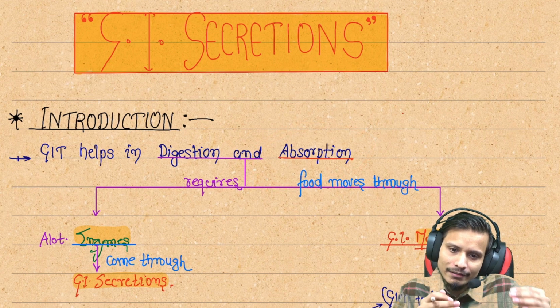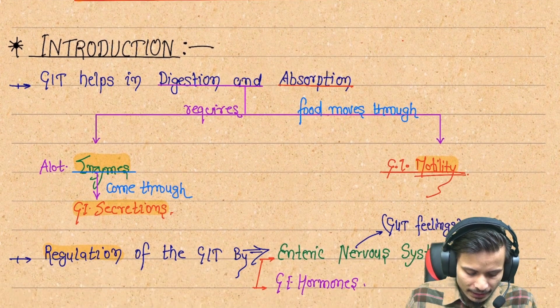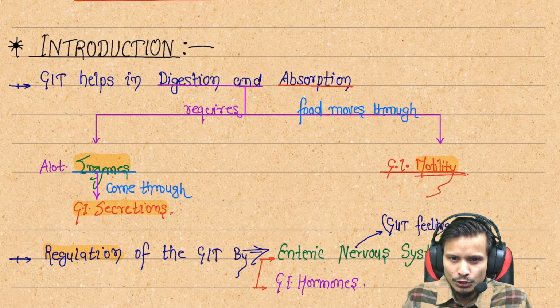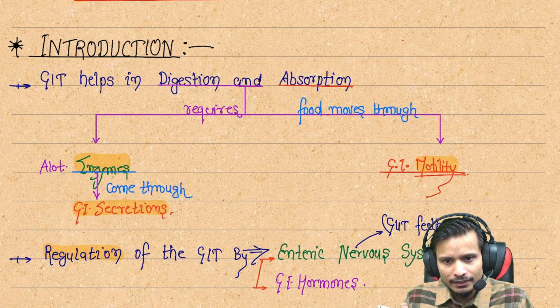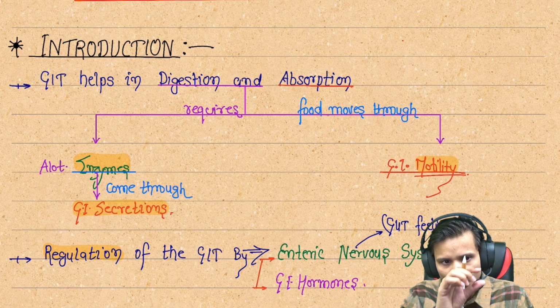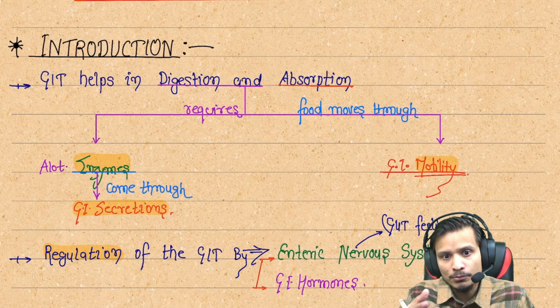What are the main layers that digest these food molecules? As the food passes through the GIT system, it is absorbed by the layers of the intestine, and we can say there is also motility. The motility of the GI system is helpful in the absorption.